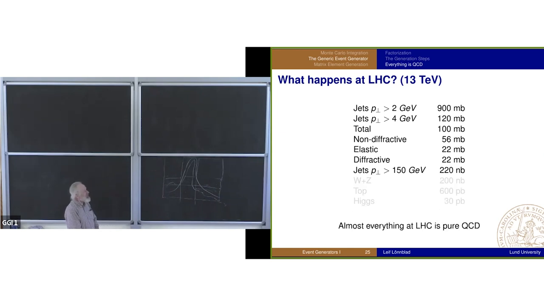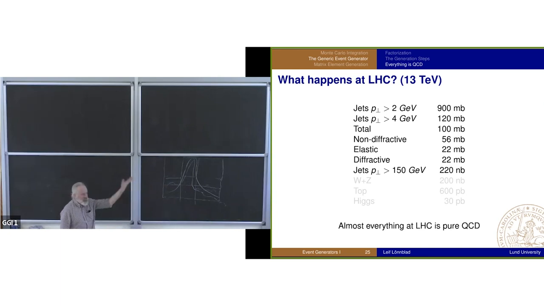Well, anyway, if you just look at it, almost everything that happens at the LHC is QCD. It's strong interactions, purely QCD, nothing else. Everything else is irrelevant for what actually goes on at the LHC.